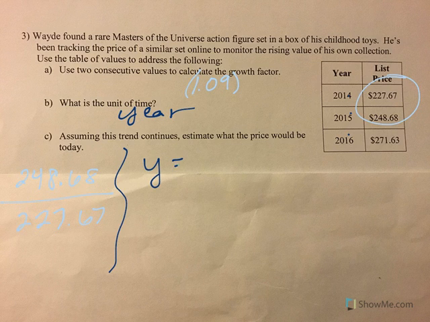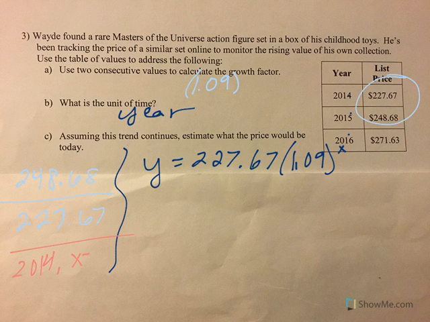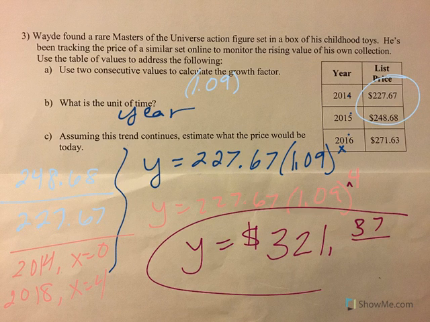Well, first we need a model. So the starting value is 227.67 with a growth factor of 1.09 raised to the year. Okay, let's just recap. It started in the year 2014, so that means x is 0 then. We are living in 2018 right now, which means x is 4. So 227.67 times 1.09 raised to the 4th power. Again, this is an exponent, so make sure you're using your exponent key in your calculator, and it would be worth $321.37 today.